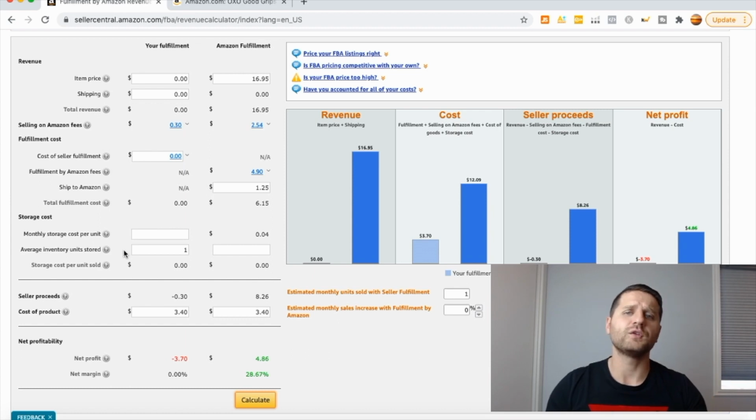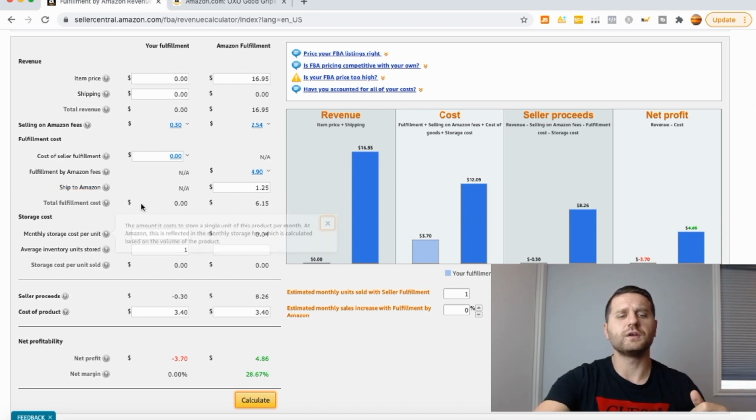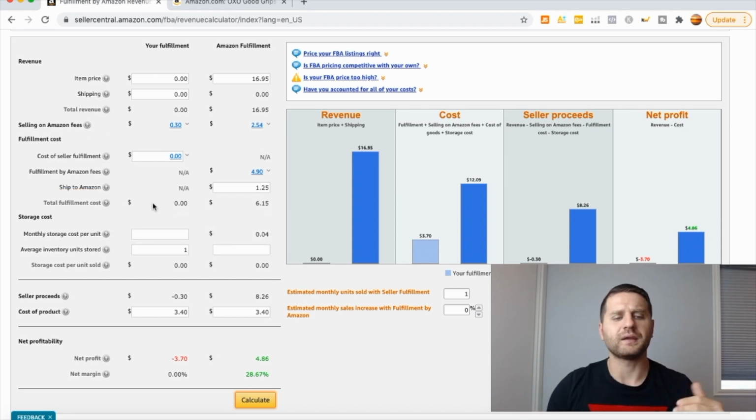So it's very important to have a really great product with amazing packaging so your product will not get returned often. So these are the three fees over here on the Amazon FBA calculator, and this will be our profit margin and our profit over here. Now let's dive deeper into the referral fees, the fulfillment by Amazon fees, and the storage costs.